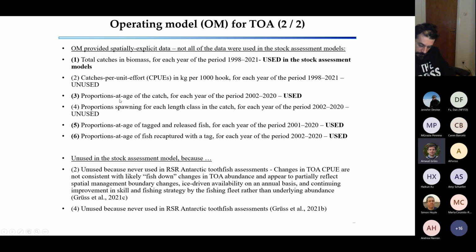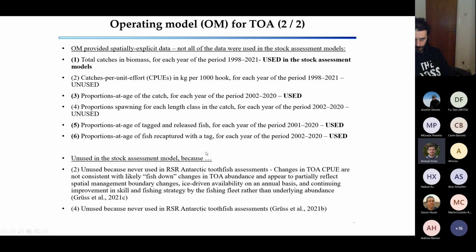We also use the proportions at age of the catch, provided by the operating model for each year of the period 2002 to 2020. And we use also the spatially explicit tagging data provided by the operating model. So we use proportions at age of tagged and released fish for each year of the period 2001 to 2020, and the proportions at age of fish recaptured with a tag for each year of the period 2002 to 2020.